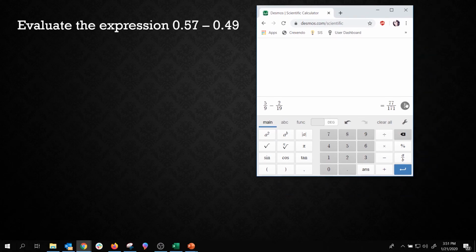Next one, evaluate the expression, and I have these decimals here. Again, I'm just going to type this into a calculator. So 0.57 minus 0.49 tells me it is 0.08. So this is 0.08.